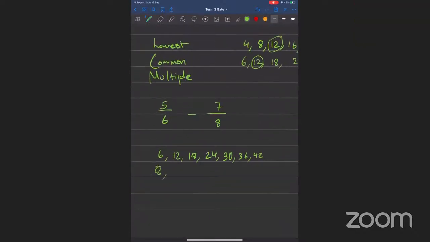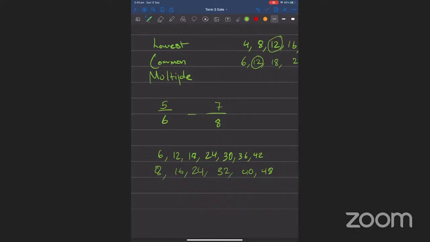8, it is 8, 16, 32, 40. Did I miss something? Yeah, I missed 24. I just skipped one. 24. I need to go back to primary school and learn my times table again. I think they messed up by accidentally promoting me. I think I forgot my times table.